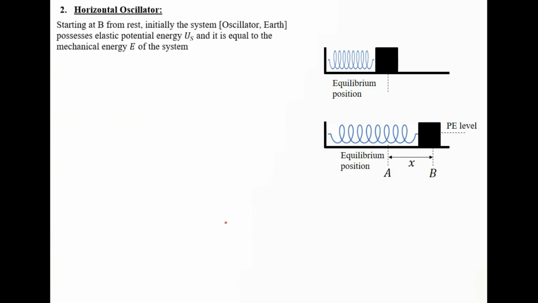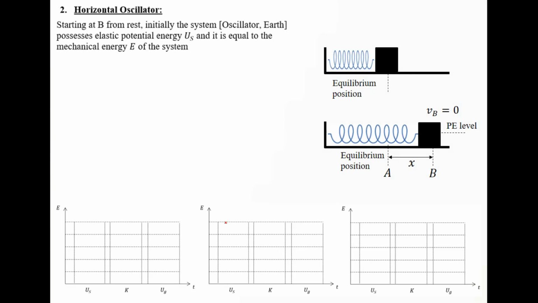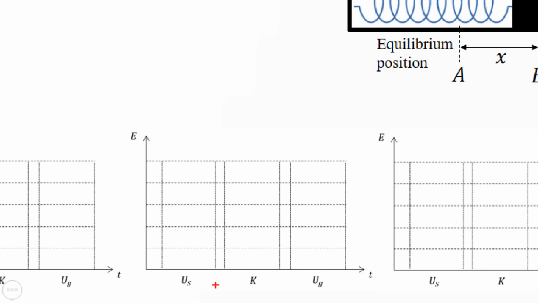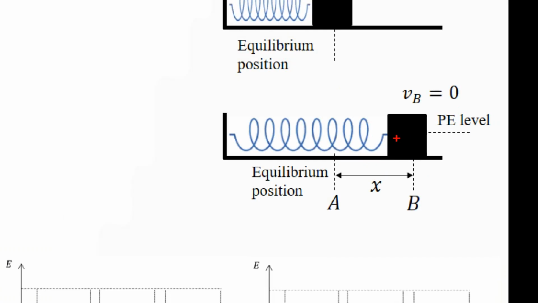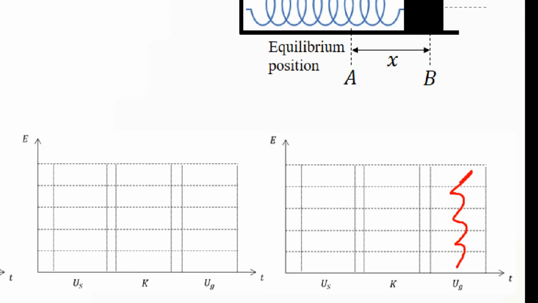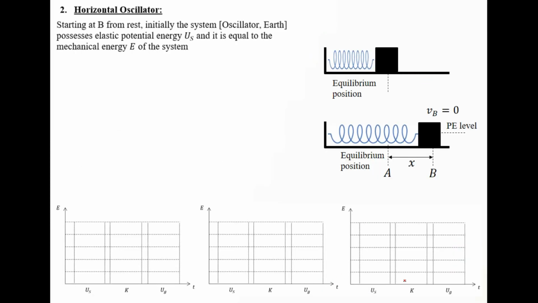Now, starting at B from rest, initially the system oscillator-Earth possesses elastic potential energy US, and it's equal to the mechanical energy E of the system. And this can be pictorially given by the energy diagrams. Now, we have three columns given by US, K, and UG. Because from our choice that the PE level will pass through the center of mass of the block, all of the columns corresponding to UG will be empty, and we will be only filling US and K.